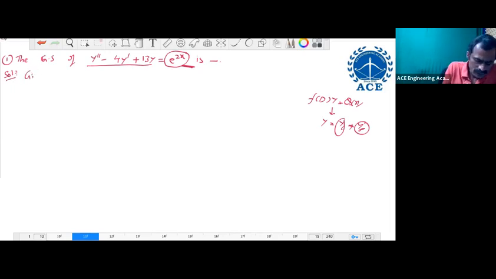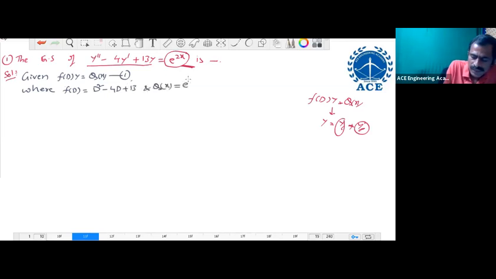Now in the solution, we are given the equation f of D y equal to q of x. So here f of D equals D square minus 4D plus 13 and q of x equals e power 2x. Let us first find the complementary function, CF. For this, consider the auxiliary equation. The auxiliary equation is m square minus 4m plus 13 equal to 0, and solve it for the roots.